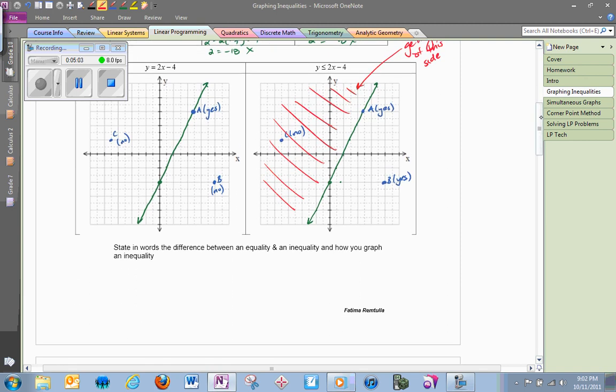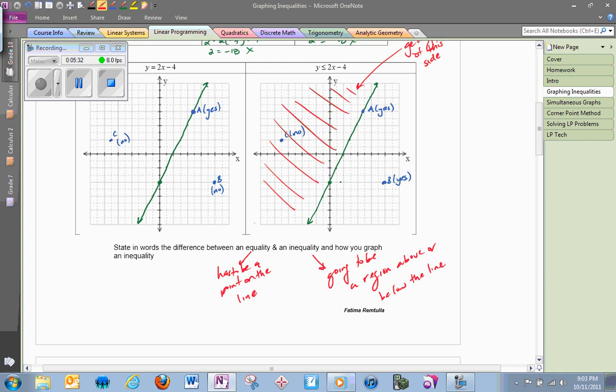So it says here, state the difference between an equality and an inequality and how you graph it. Well, for an equality, it has to be a point on the line. But on an inequality, it's going to be a region, either above or below the line.